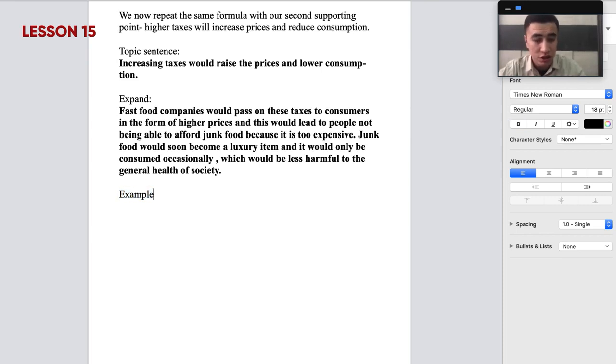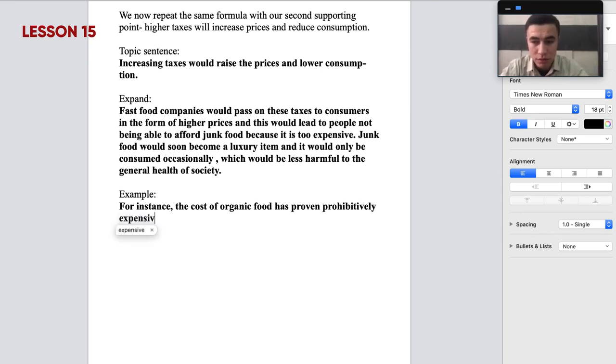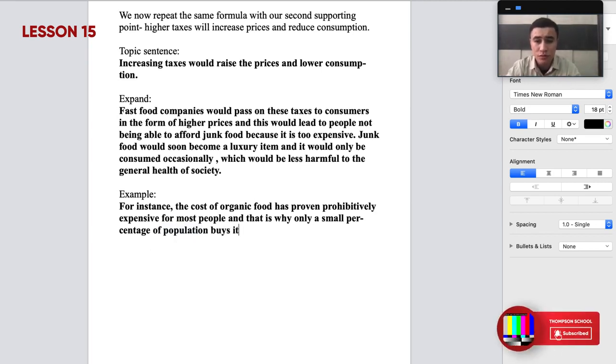Let me change it. Again, for instance, the cost of organic food has proven prohibitively expensive for most people, and that is why only a small percentage of population buys it. For instance, the cost of organic food has proven prohibitively expensive for most people, and that is why only a small percentage of population buys it.